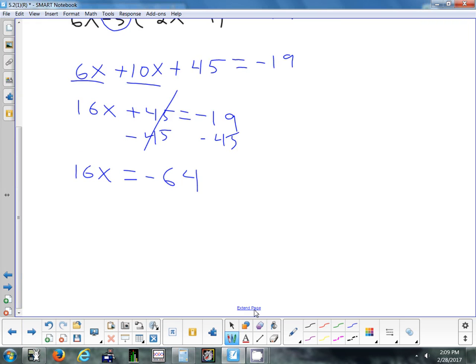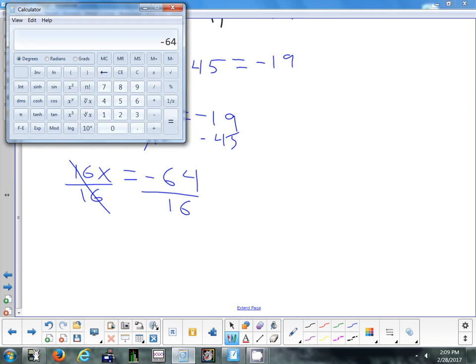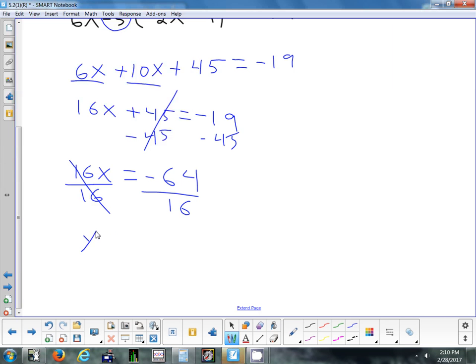And my last step, at least to get x. Yep, Ashley? Divide by 16. Now, that's going to come out nice. Does anybody know what negative 64 divided by 16 comes out to? If not, we'll just type it in on the calculator. Josh knows. If you divide it, it's going to be negative 4. Okay, so I'm going to circle that.